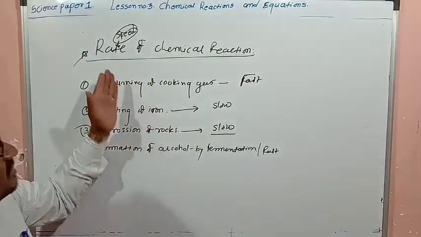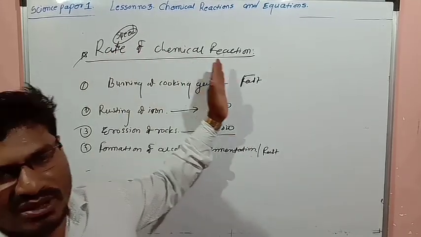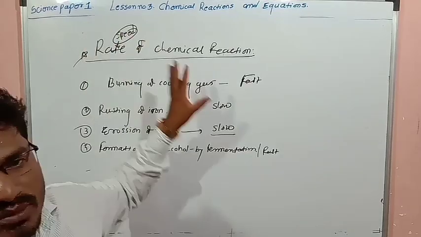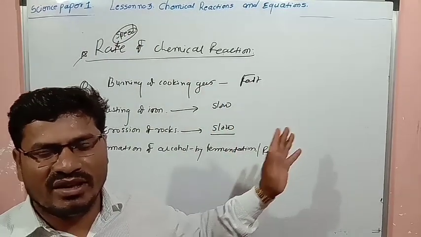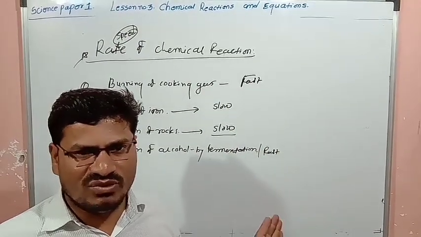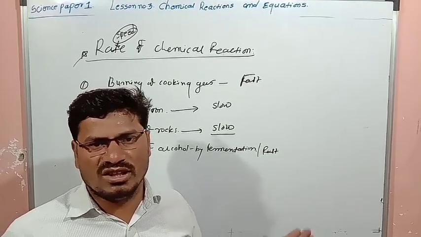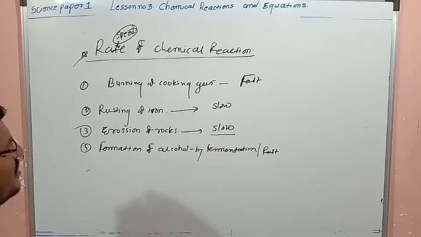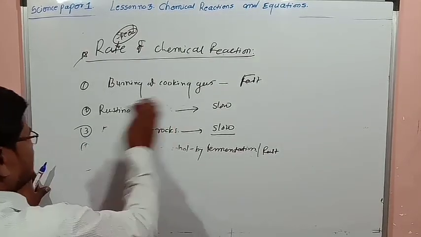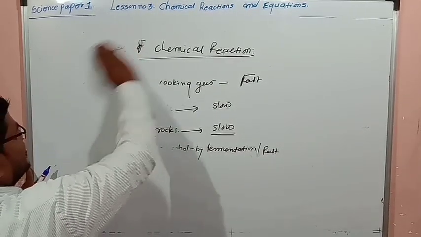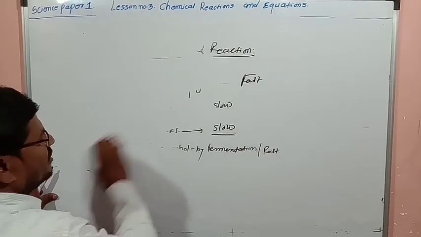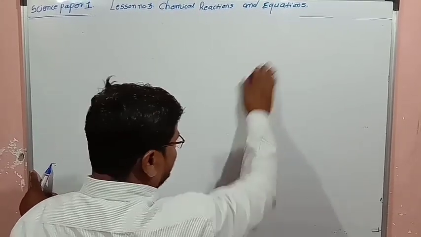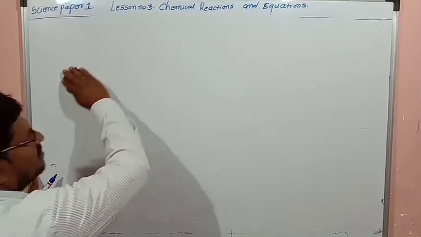So I think you understood what we mean by rate of the chemical reaction. Rate of the chemical reaction means speed of the chemical reaction, how the chemical reaction occurs, slow or fast, and which factors are affecting that particular chemical reaction. That one we have to learn. So the next point is factors affecting the rate of the chemical reaction.